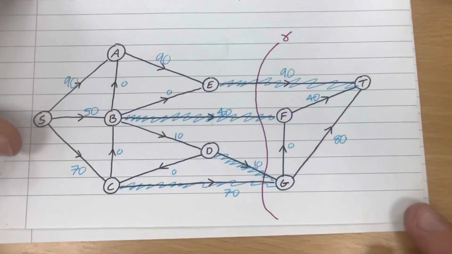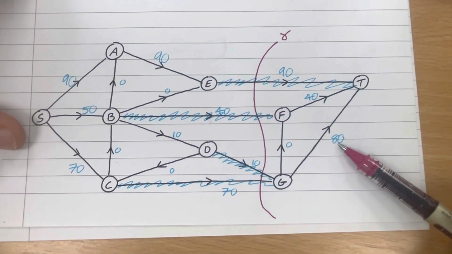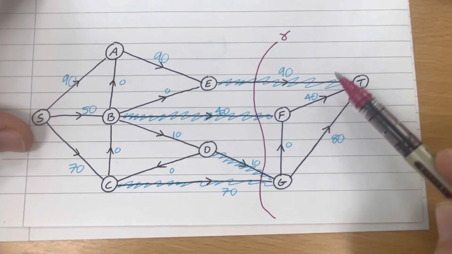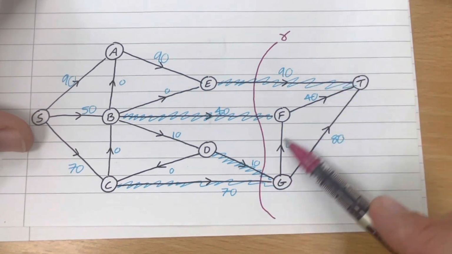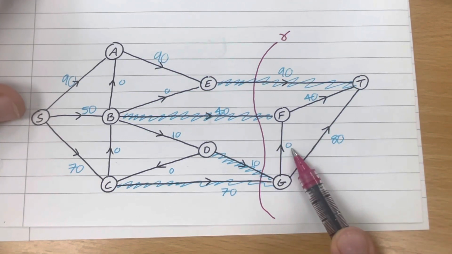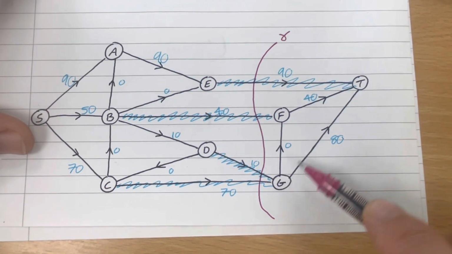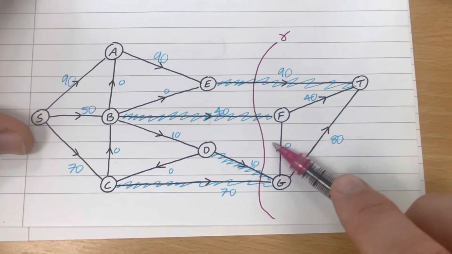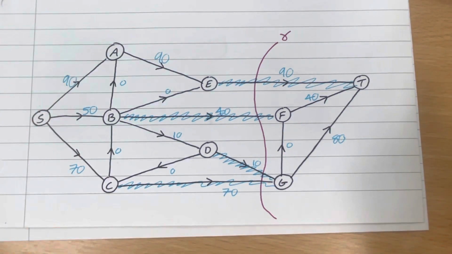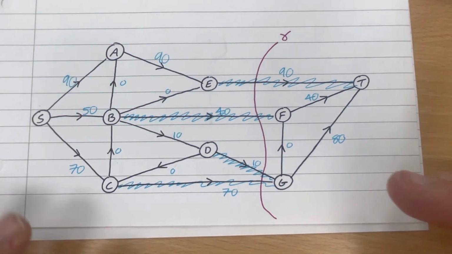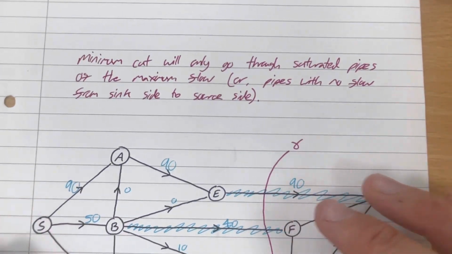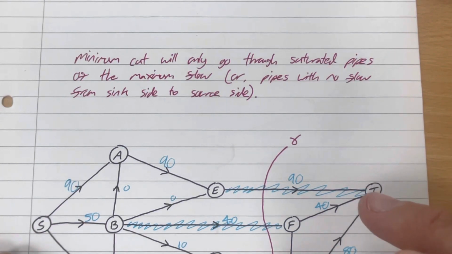Okay, so if this pipe was saturated, for example, I could pass through here as a cut, and that would be a minimum cut, because this goes from sink side to source side, so that wouldn't contribute towards the cut. So therefore I can pass through that arc without saturating the pipe. Okay, so that's quite a useful idea. If you're told which pipes are saturated, for example, and you need the cut, you can start there.